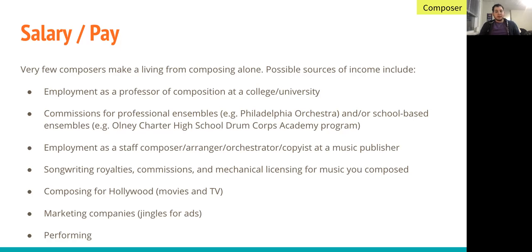Possible sources of income also include employment as a staff composer, arranger, orchestrator, or copyist at a music publisher, songwriting royalties, commissions, and mechanical licensing for music you composed, composing for Hollywood, for example, movies and TV, marketing companies, for example, composing jingles for ads, and performing. Many composers are also performers.